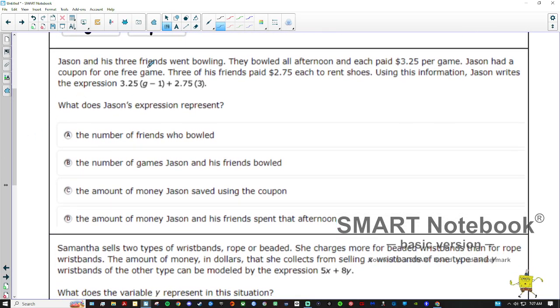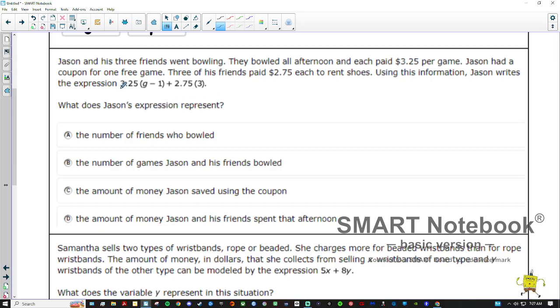Okay, Jason and his 3 friends went bowling. They bowled all afternoon and each paid $3.25 per game. Okay, so 3 friends, they paid $3.25 per game. Jason had a coupon for 1 free game. 3 of his friends paid $2.75 to rent shoes, and he writes this expression. What does this expression represent?